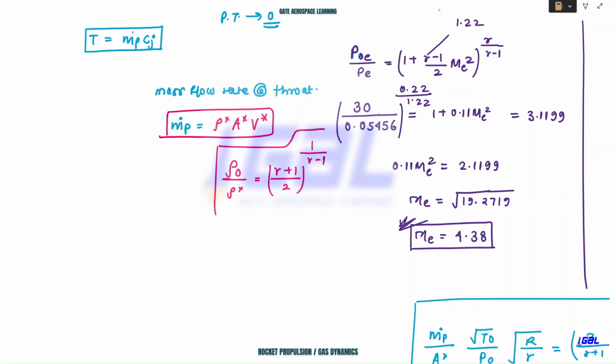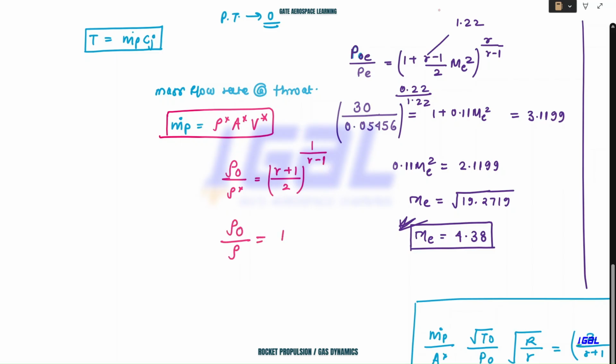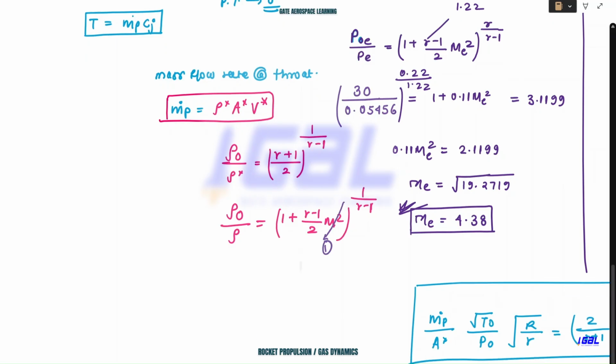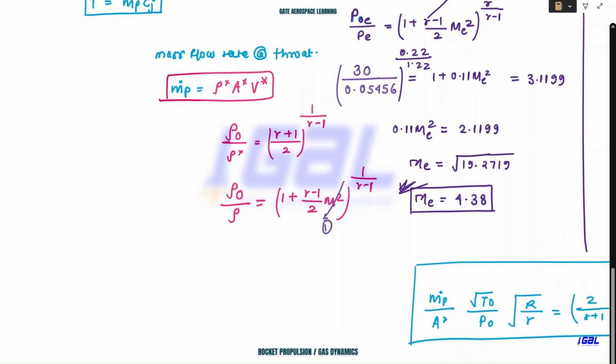How I have got this formula, let me tell you as well. Rho star by rho can be written as 1 plus gamma minus 1 by 2 Mach number square raised to the power of this formula. Please recall the gas dynamics isentropic lecture. So what you need to do now is substitute Mach number as 1 here. Why am I substituting 1 here? Because I want rho star, right? For that you need the critical Mach number. You want the critical property, critical density, so you need to substitute the critical Mach number.